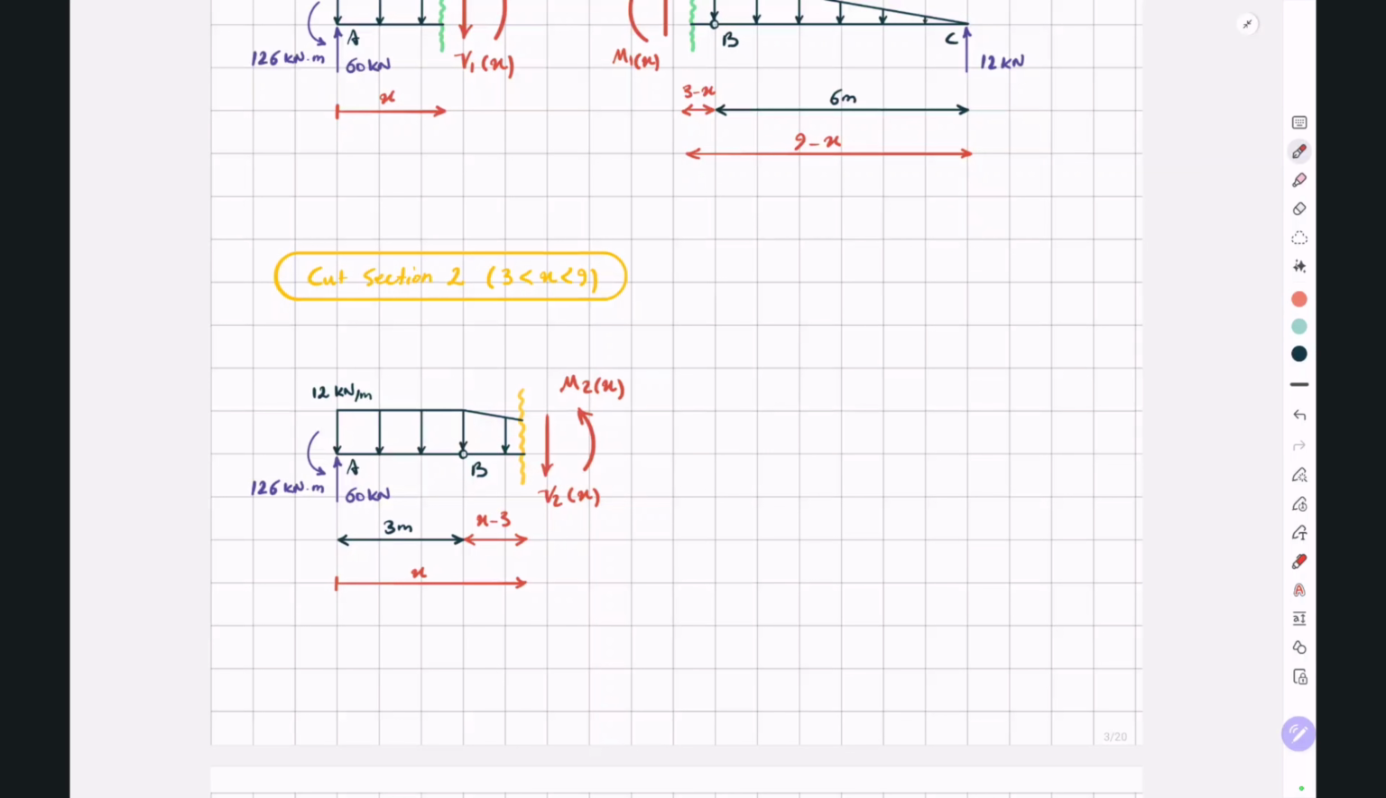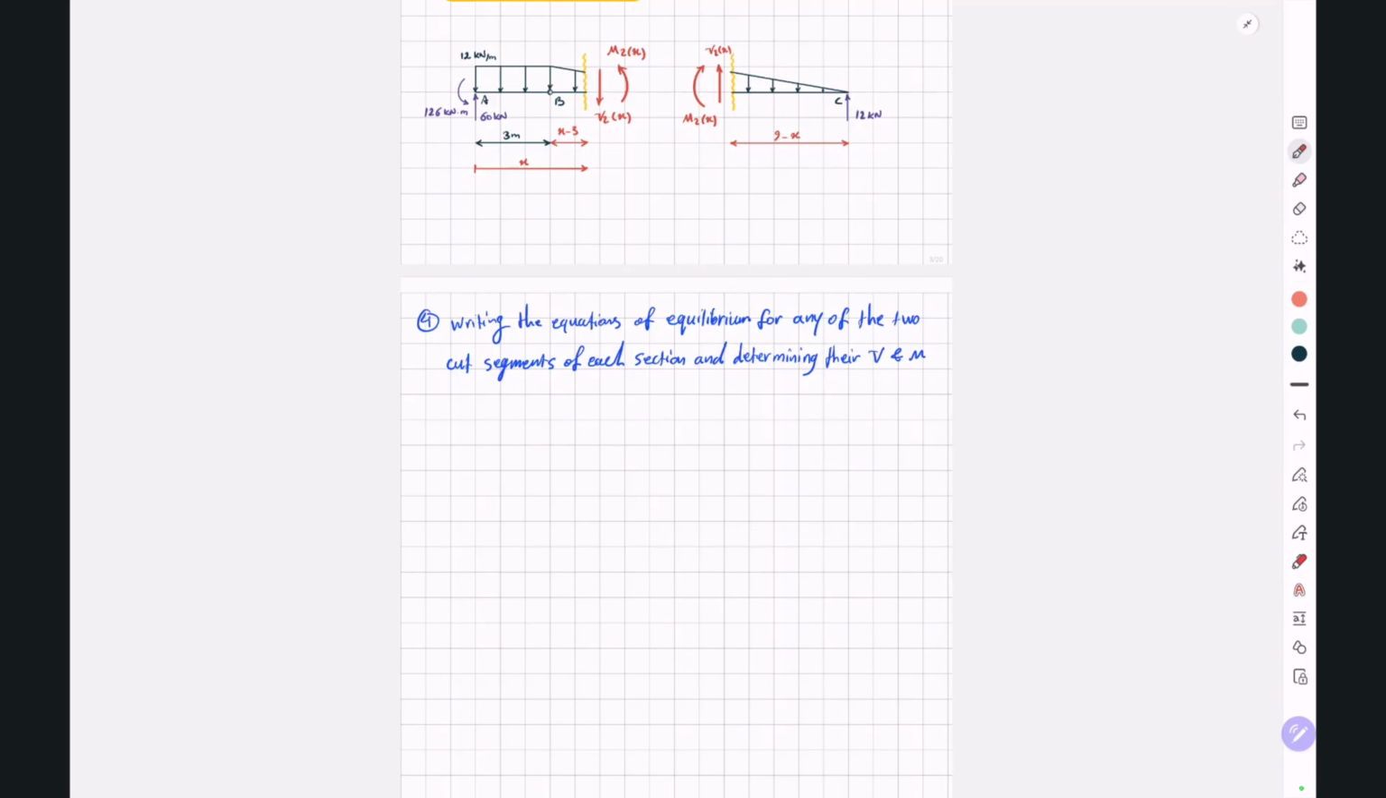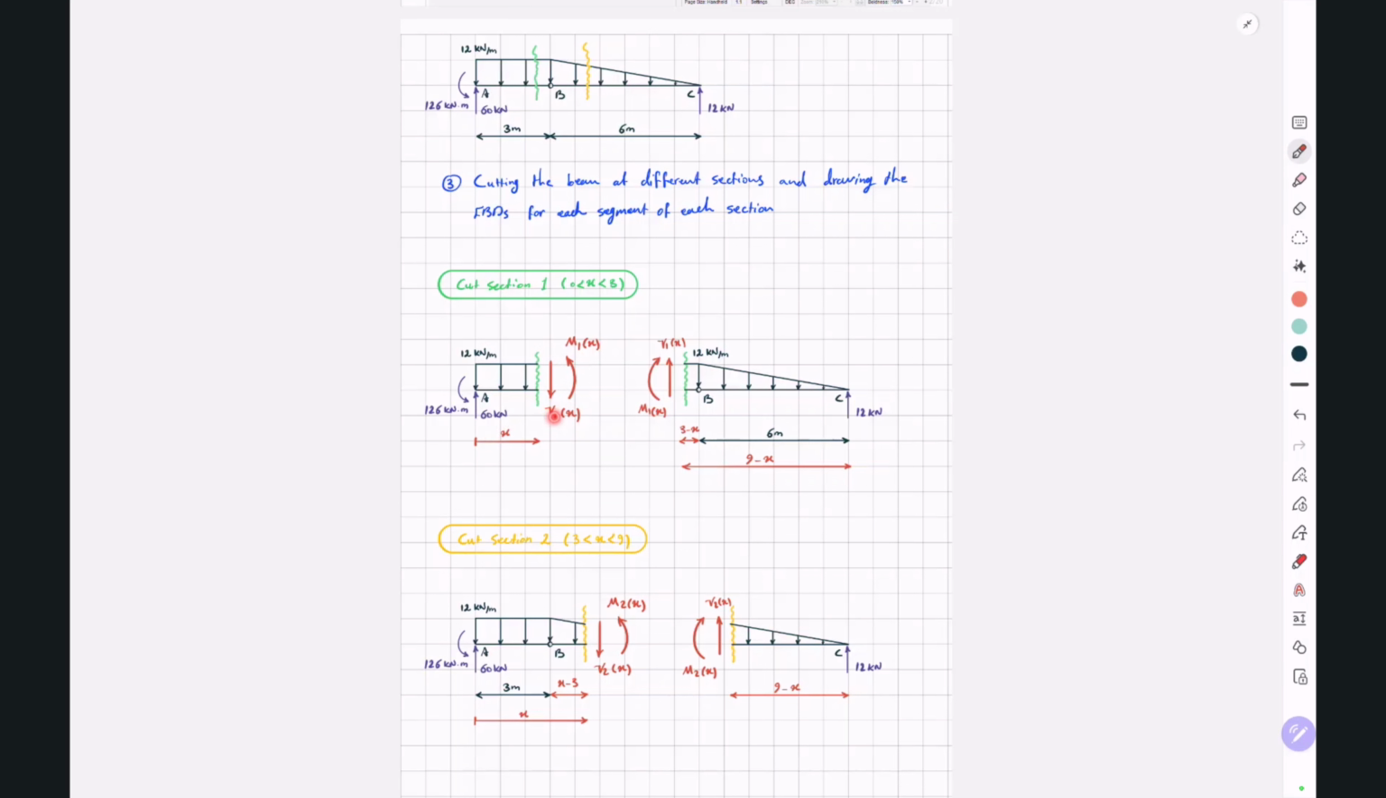And now in the next step, for each cut section, we have to choose one of the two cut segments and write the equations of equilibrium for that cut segment and determine the corresponding V and M. So for the first cut section, or X between 0 to 3, if we write the equations of equilibrium for the left cut segment, we will be able to determine V1 and M1, or we can write the equations of equilibrium for the right cut segment and determine V1 and M1. And these V1 and M1 will be exactly the same as these V1 and M1.